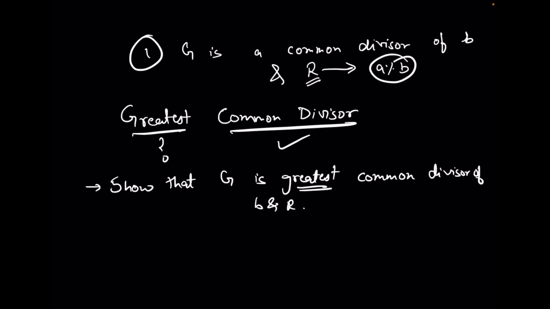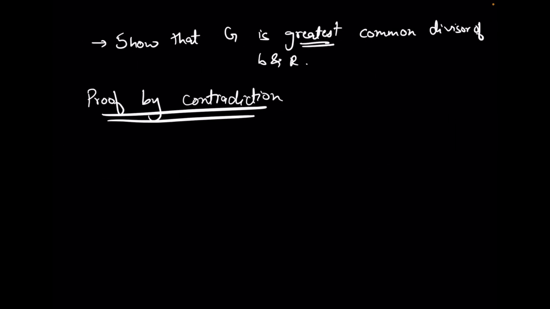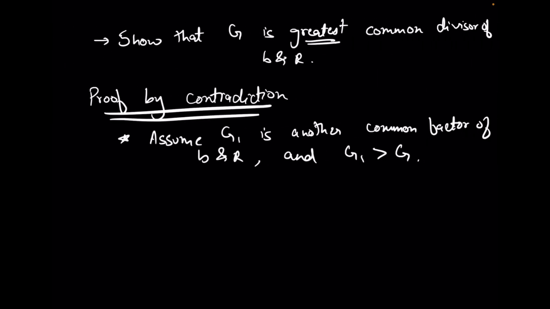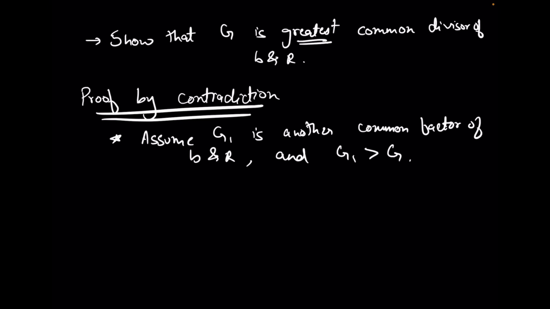So how do we go about showing this? We can try to do this using the contradiction method. So we'll try to prove this using contradiction. The first step is that we assume that there is some other number G1, where G1 is also a common factor of B and R, and G1 is greater than G. So that means G1 would be a factor of B and R that is greater than G.